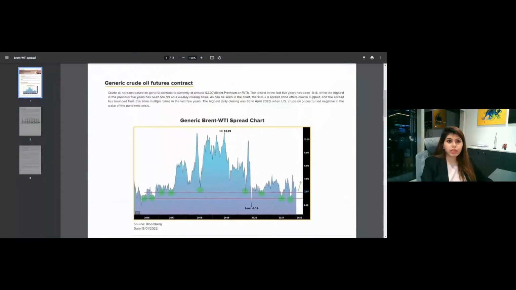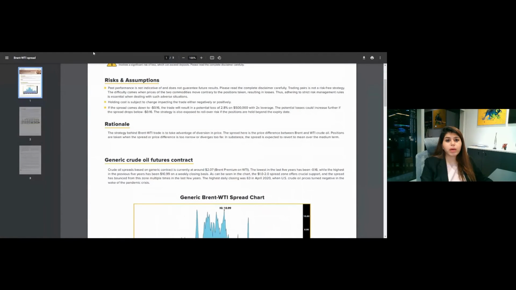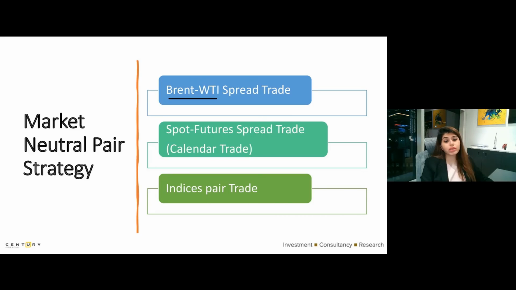So, yes, these trades are available in the markets, and most of the time they end up doing well during volatile times, when you don't want to precisely target a particular instrument and its direction, because there's so much volatility in the markets. Then market neutral strategies can be great ideas. We have market neutral strategies not only for commodities, but also for indices.